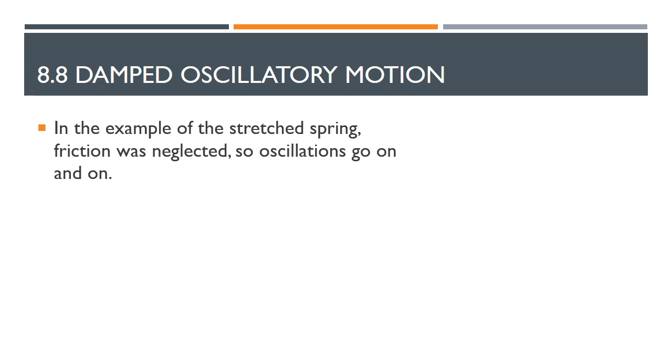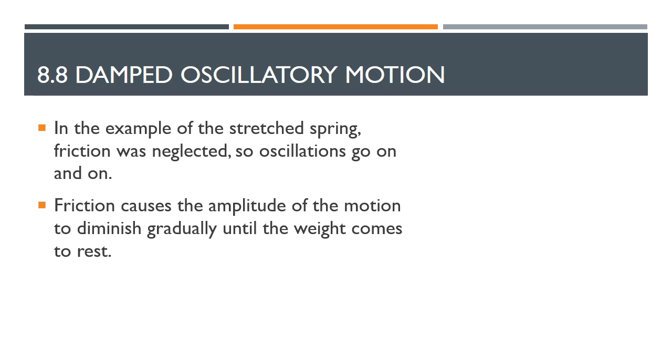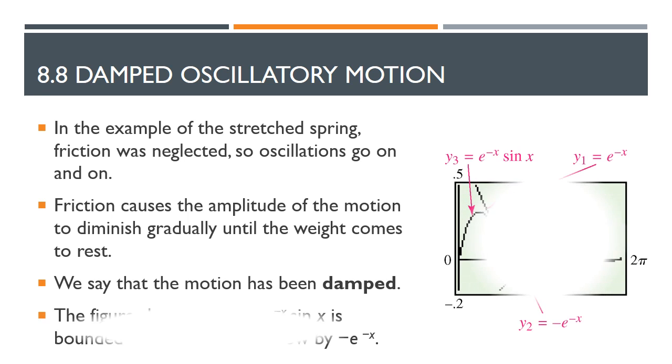And that's because of friction, whether due to the air resistance or whatever. Friction is going to slow things down and decrease the amplitude. And we've been neglecting that so far. So we say that when something outside interferes, like friction, the motion has been damped.